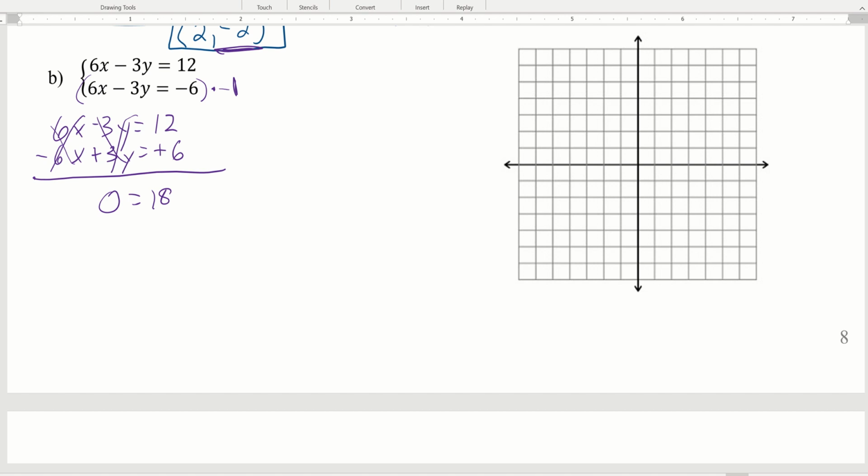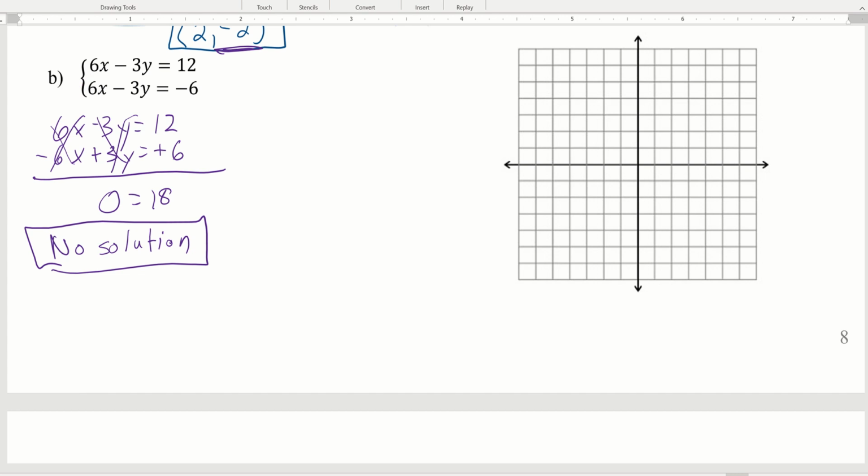But since we can tell here, this doesn't make sense. 0 does not equal 18, so therefore my answer is going to be no solution. That's my answer. So what does that look like graphically?